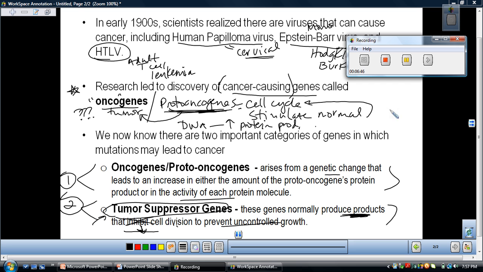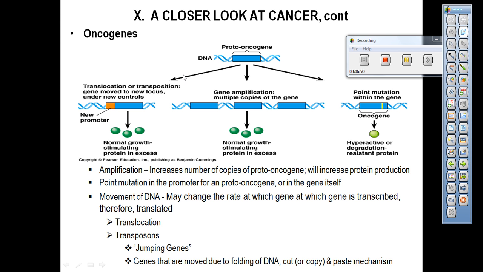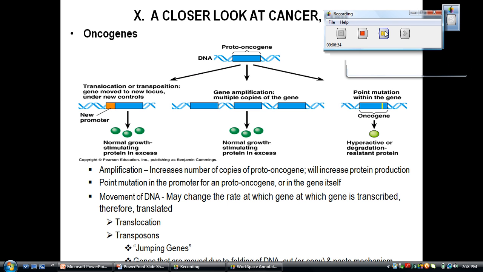Let me see if I can get out of this little screen right here. Go to the next one. Okay, so here's a closer look at oncogenes. Okay, so the genetic changes that convert proto-oncogenes to oncogenes fall into one of three categories. You can see them listed down here: amplification, point mutation, and movement of DNA.